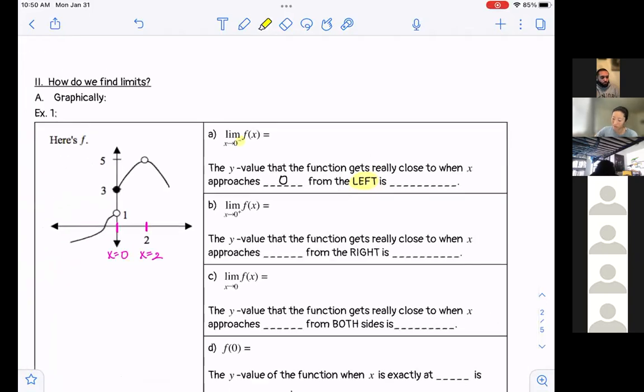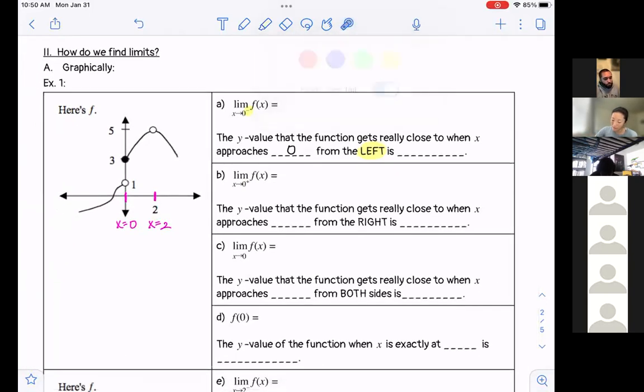So let's go back to our picture for a little bit. If I have x equals 0 and I want to come from the left, I'm going to start on the left-hand side and then trace the function to get close to x equals 0. I'm going to start tracing over here. What y value am I getting close to? I'm getting close to a y value of 1.